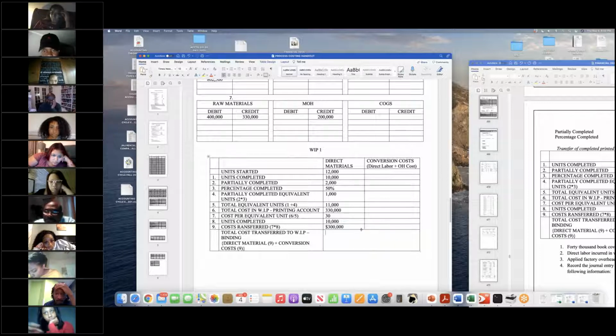Y'all got to do the same thing on the other side with the labor and overhead costs. Then we're going to add these two together to get the transferred amount. So we got the direct materials. Now we got to do the same thing with labor and overhead. So it's time for you all to work. Go and do that other side and give me the number on line 9 for the conversion cost, labor and overhead.